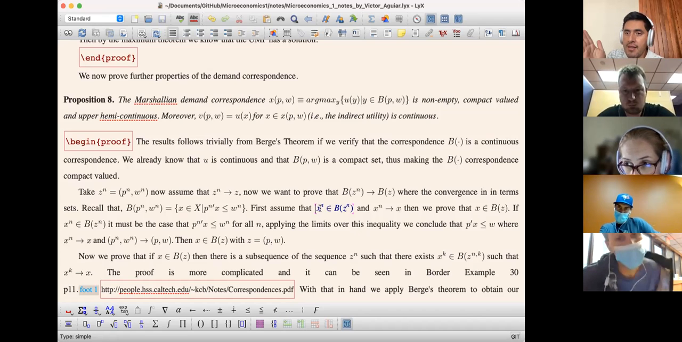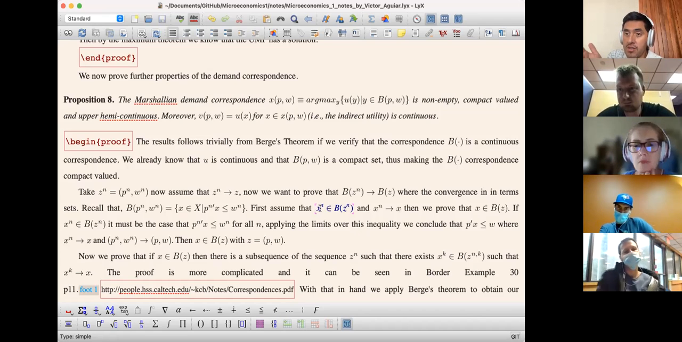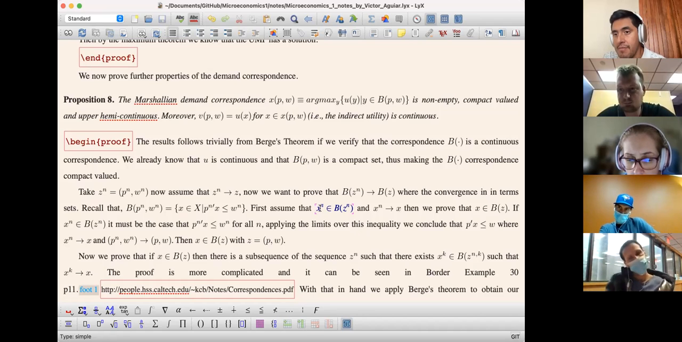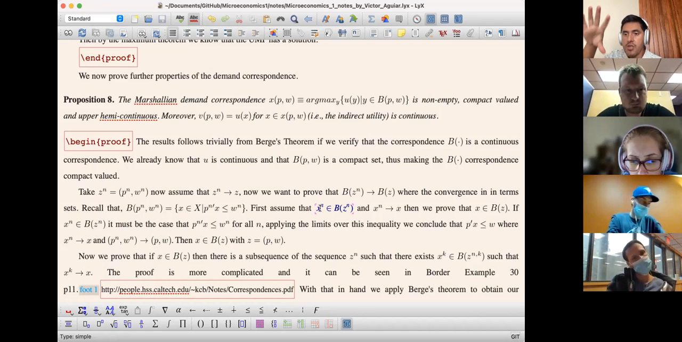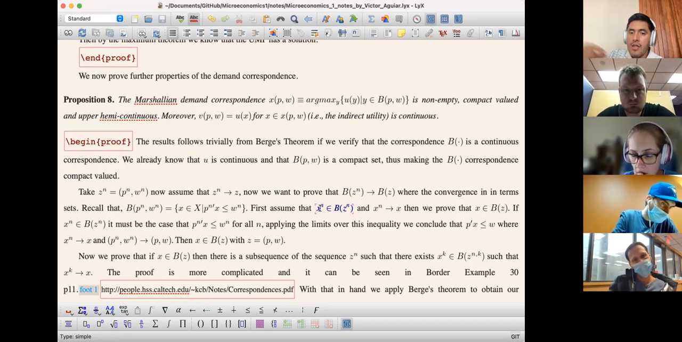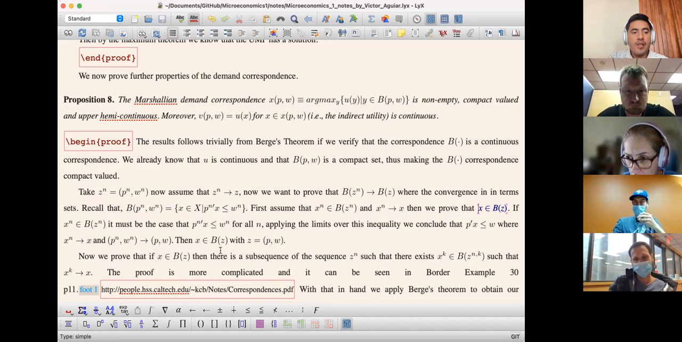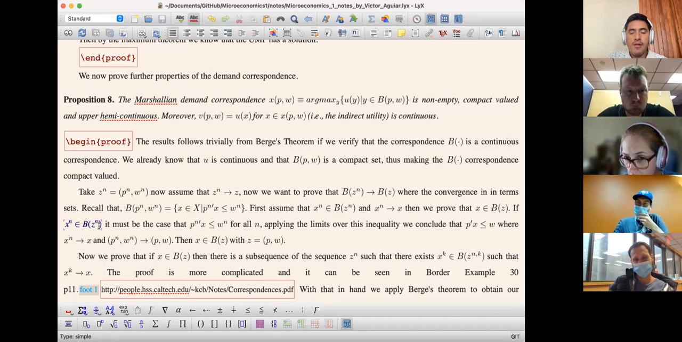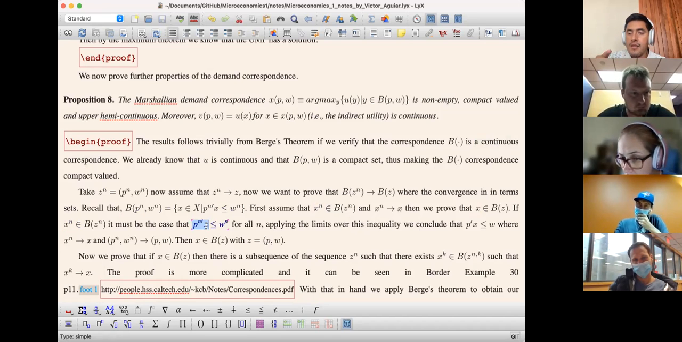So for each Pn and Wn budget, there is an Xn demand vector inside the image. Now take a sequence of them and they go to X, right? Now we prove that X belongs to the budget at the limit set. So now remember that if Xn belongs to the V of Zn, it must be that Pn·x is less than or equal to Wn for all n.